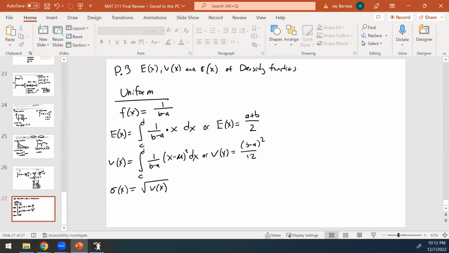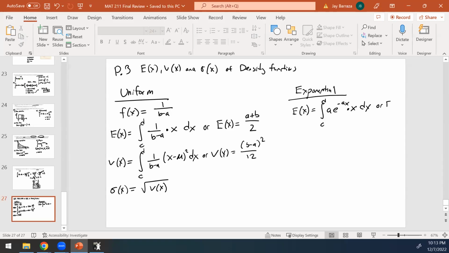Okay. That's for uniform. For exponential, the expected value is equal to the integral from c to d of a e to the negative ax times x. Again, you really don't want to have to do that one because that one's pretty nasty. The integration by parts.